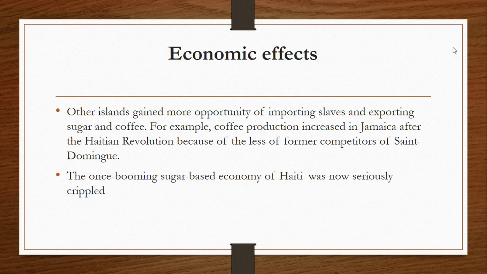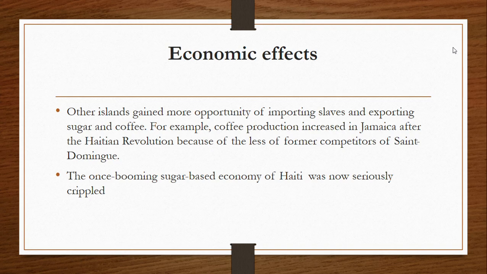Other islands gained more opportunities of importing slaves and exporting sugar and coffee. For example, coffee production increased in Jamaica after the Haitian Revolution because of the loss of the former competitor, St. Domingue. And this is because the once blooming sugar economy of Haiti was now seriously crippled. Now, before the Haitian Revolution, Haiti was thriving, they were booming, they were the island that was competing and winning, and other islands couldn't keep up with them.